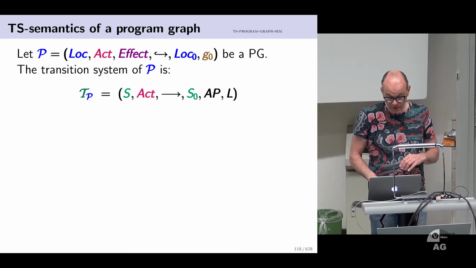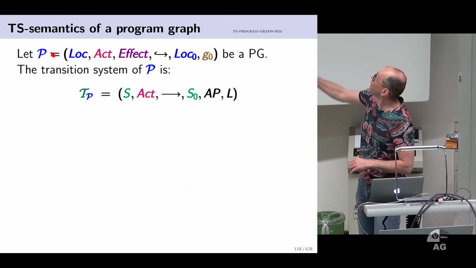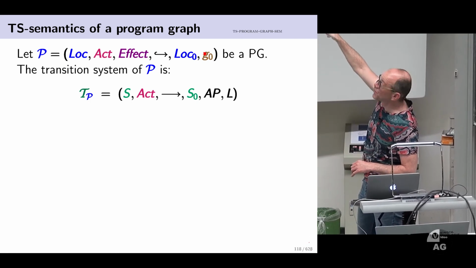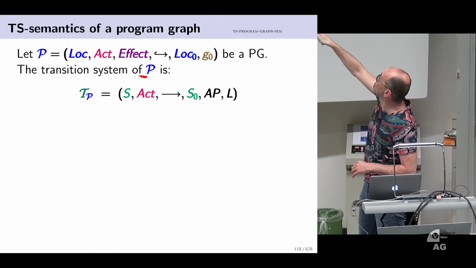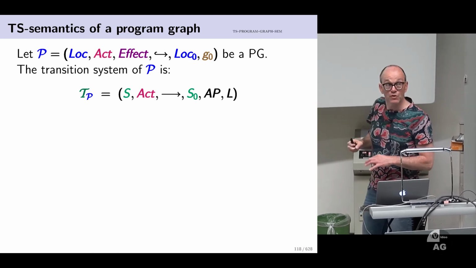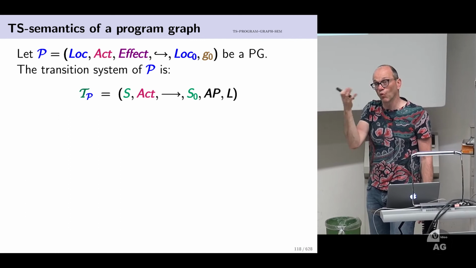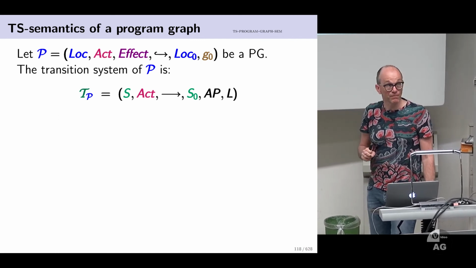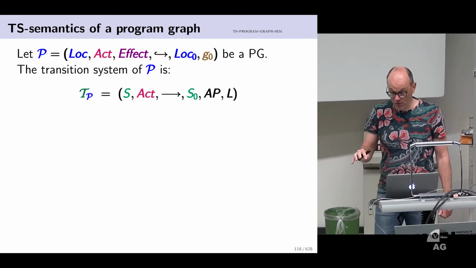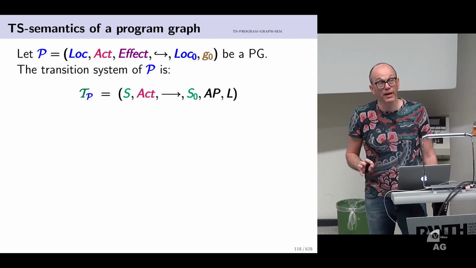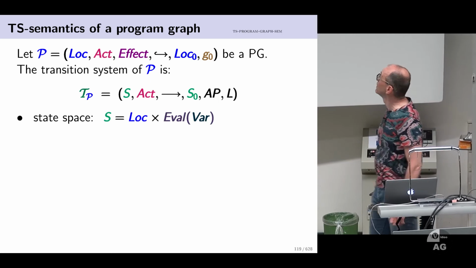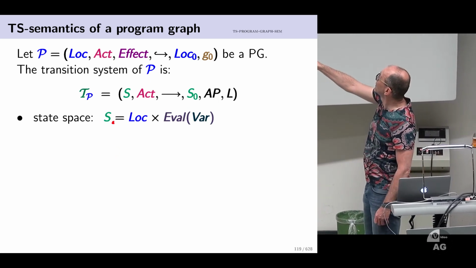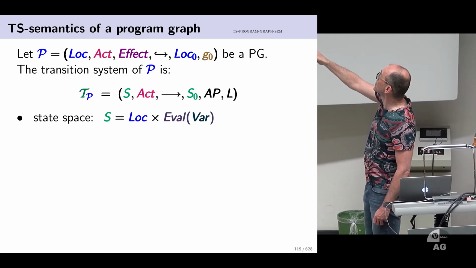Good. Then the input is a program graph. This is the formalization of such a program graph. And now I would like to describe the transition system of P. So for this specific program, what is its transition system? What is the representation of all its possible behaviors? We just have seen states are pairs. So the state space is the Cartesian product of the set of locations plus all the valuations of the variables.